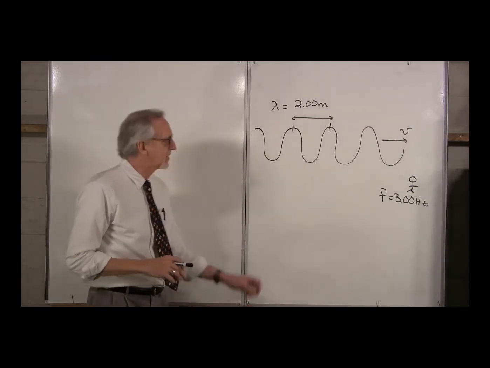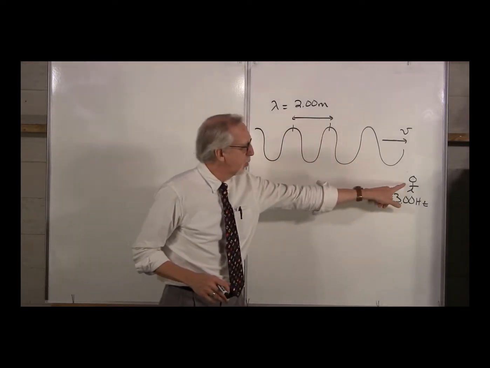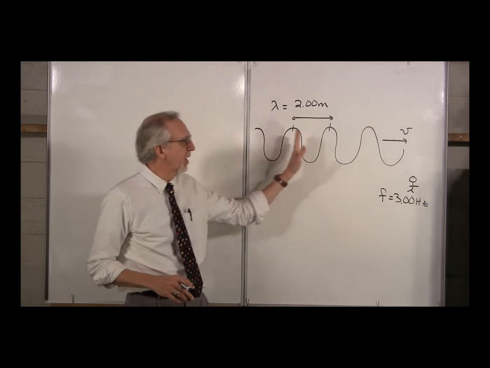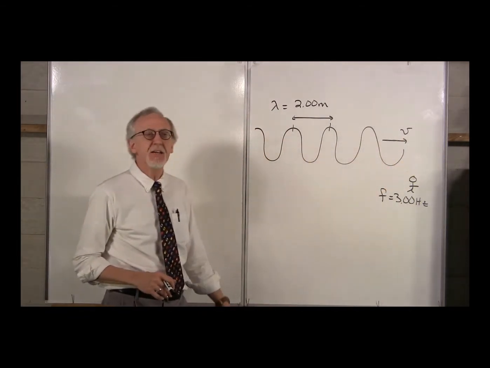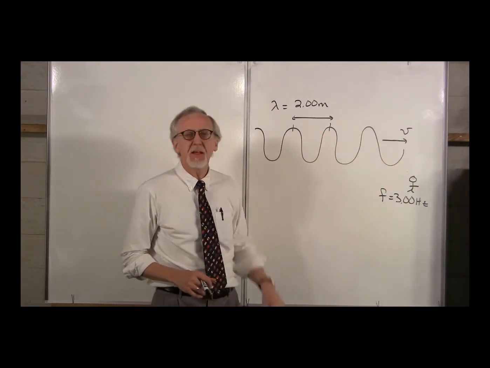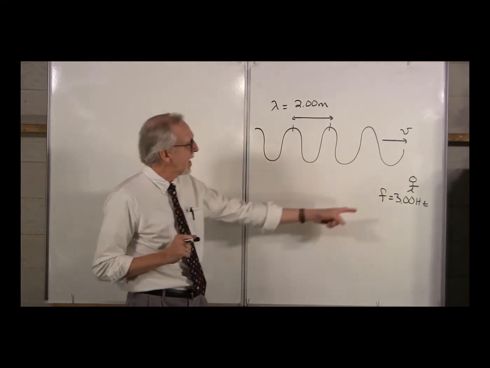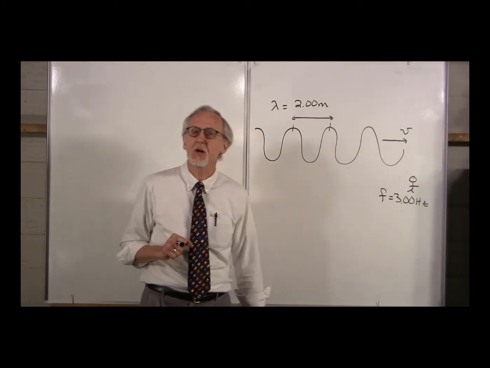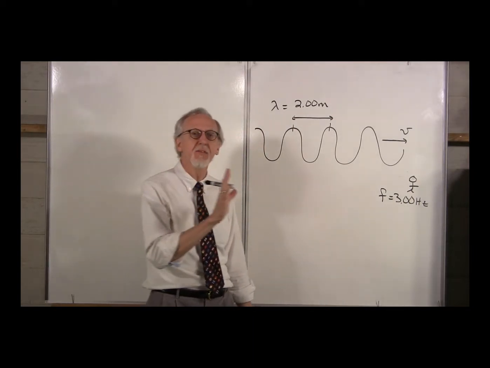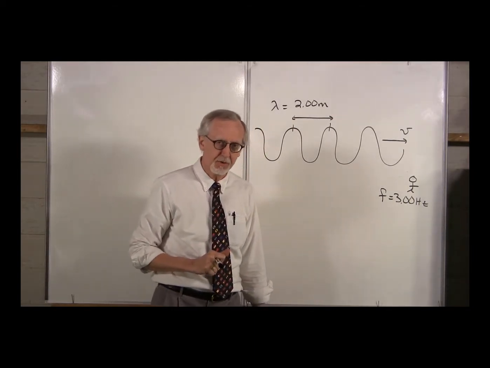Let's imagine that we've got some water waves and we're standing here watching these water waves go by us. Let's imagine that the waves have a wavelength of 2 meters, so each wave has a length of 2 meters, and they have a frequency of, let's say, 3 hertz. In other words, 3 waves pass us every second.